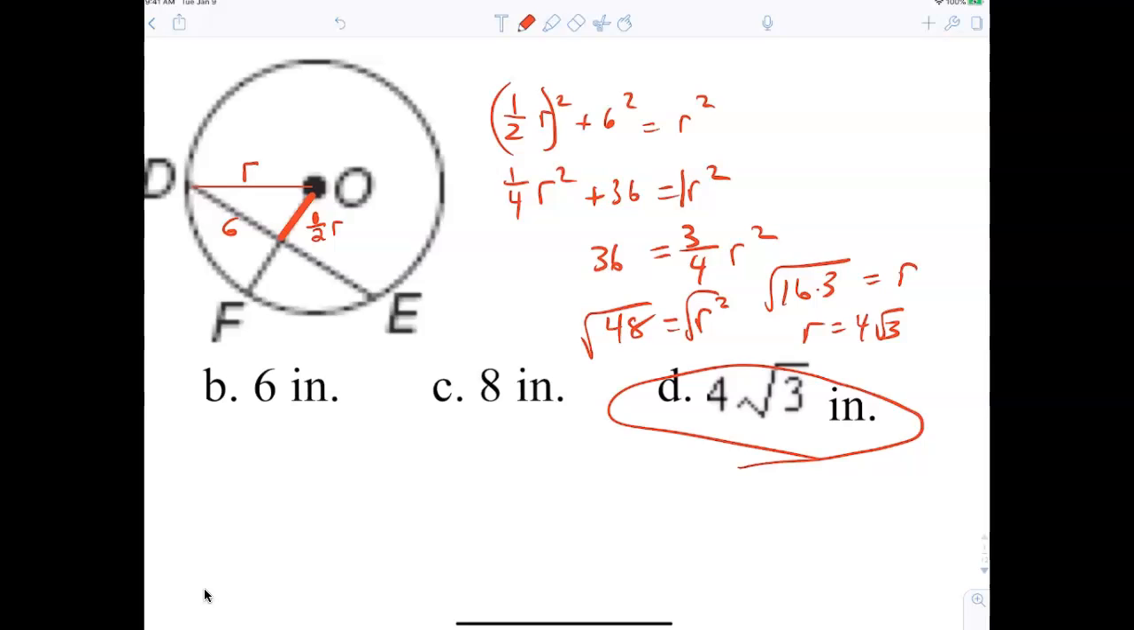Anybody else? Yeah. 1 minus 1/4 is what? See what I'm saying?